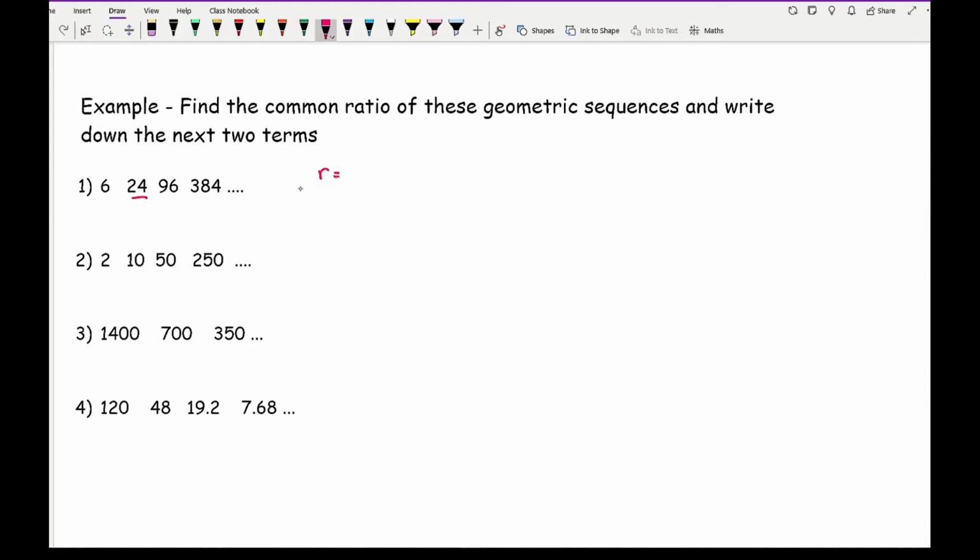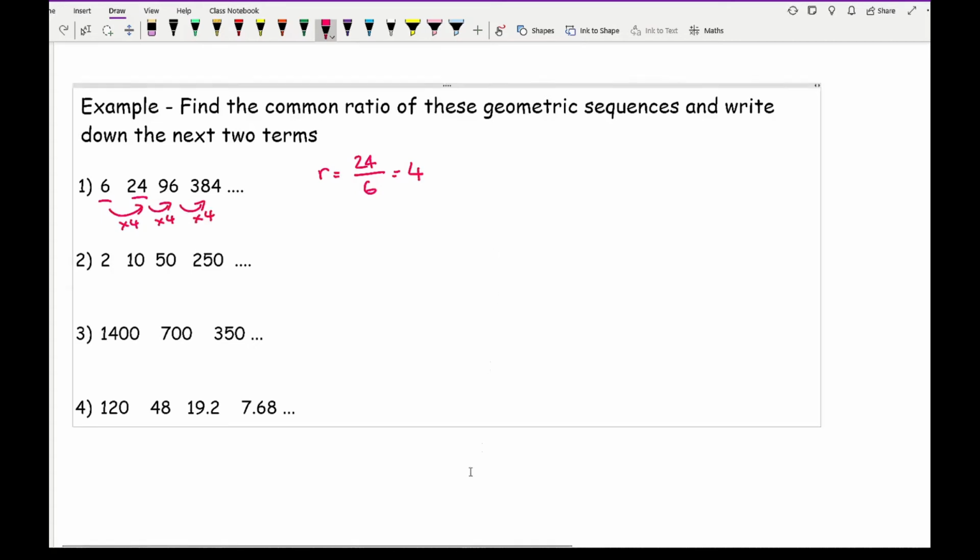So I'm going to pick two consecutive numbers. I'm going to go for 24 divided by 6. Again, it's an increasing sequence, so I'm expecting an answer that's bigger. The answer is going to be greater than 1, which it is, so it's going to be equal to 4. So here I'm multiplying by 4.